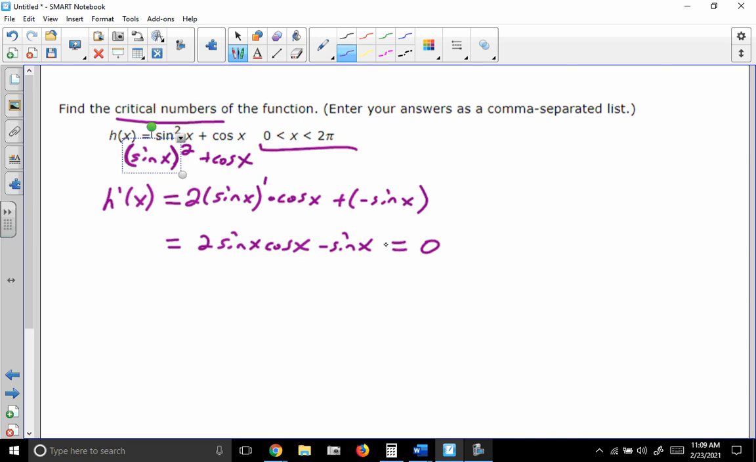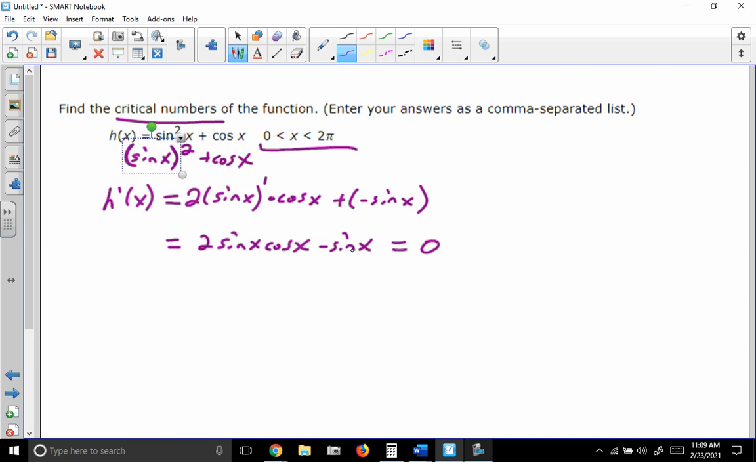So this function is not going to be undefined anywhere. We don't have a fraction. We don't have a radical. And sine and cosine are continuous functions. There aren't values that make sine or cosine undefined. So we can only find out where this is equal to 0.